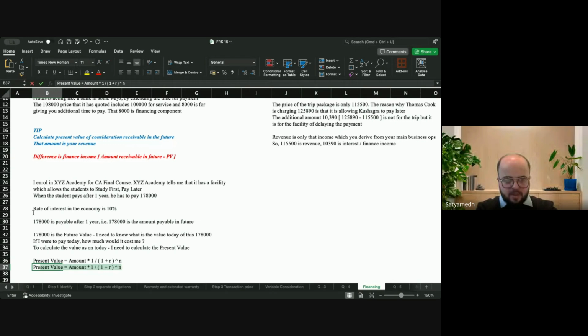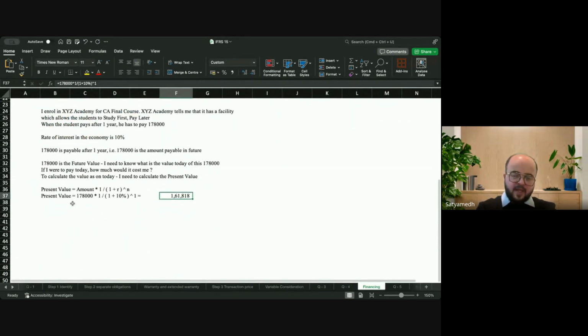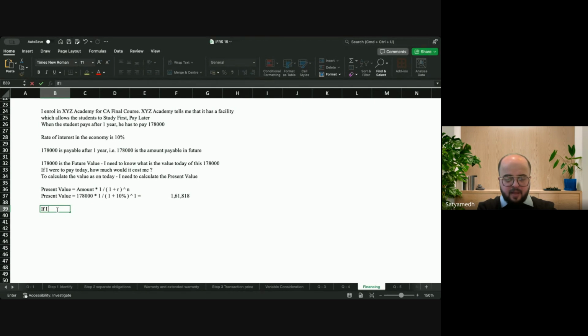So in this case, how will I calculate present value? It is 1,78,000 into 1 upon 1 plus r. What is r? Rate of interest is 10%. What is n? n is 1. So the present value will be 1,78,000 into 1 upon 1 plus 10% raised to 1, which is 1,61,818.